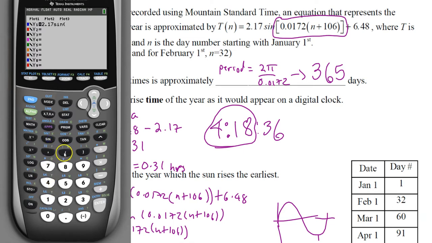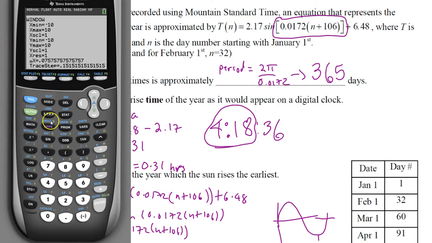2.17 sine 0.0172 x plus 106 plus 6.48. Dang, I had a minus plus. Hang on. Just notice this. That would mess things up. Let's get rid of that.